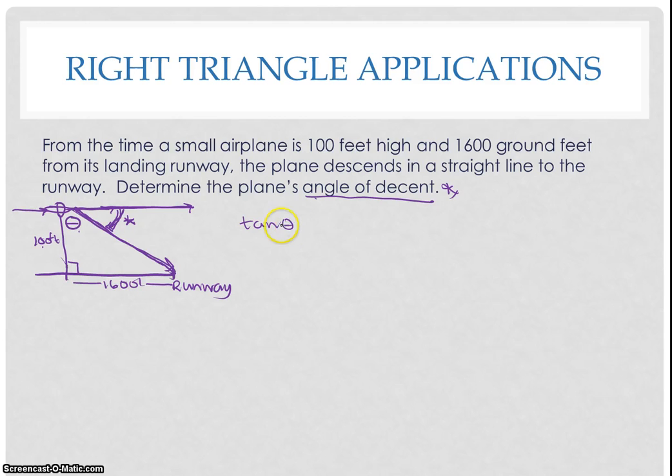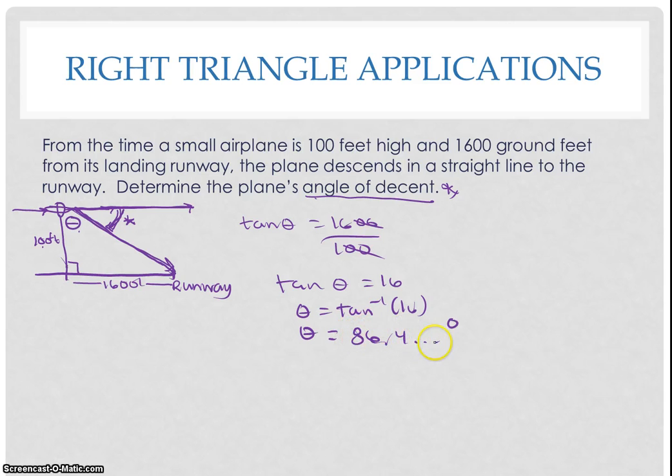So I know that tangent of theta is 1,600 over 100. So I can use this to find my theta, and I can also simplify that, this just becomes 16. So tangent of theta is 16. Now in degree mode, I can type in theta is tangent inverse of 16, and I can get my angle of 86.4-some degrees. Now remember, this is my theta, and I wanted to find my star.